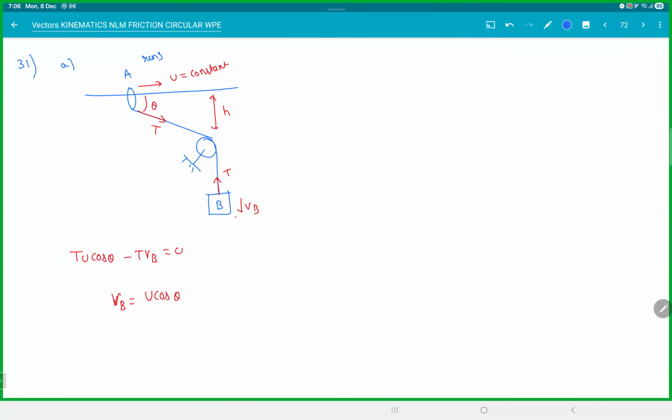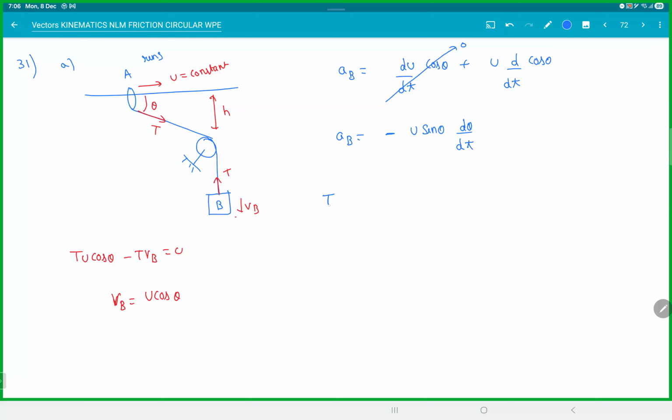Now the problem with this, when you differentiate this, people think since u is constant, VB is constant, you're forgetting theta changes. So acceleration of B, when you differentiate this, will be du by dt cos theta plus u d by dt of cos theta. This term is 0, fair enough, but that term is not 0. So acceleration of B will be minus u sin theta d theta by dt.